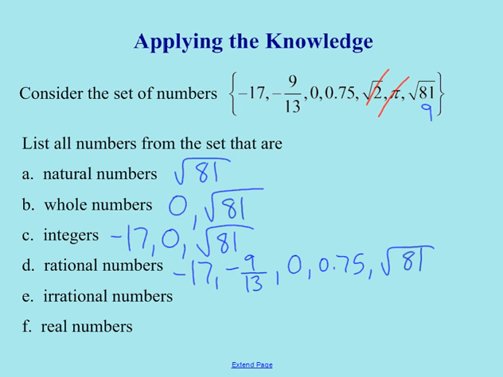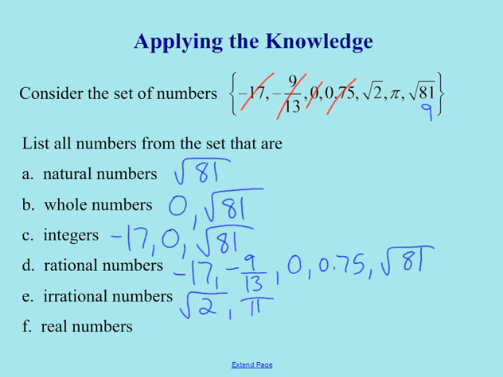Part E, the irrational numbers. So we define irrational numbers as numbers whose decimal form are non-terminating and non-repeating. Well, that's not irrational. That's not irrational. That's not irrational. Not irrational. The square root of 2. If you type that into your calculator, you will see that it is a non-terminating, non-repeating decimal. And pi. We know pi is a non-terminating, non-repeating decimal. So those are the two irrational numbers in this set.